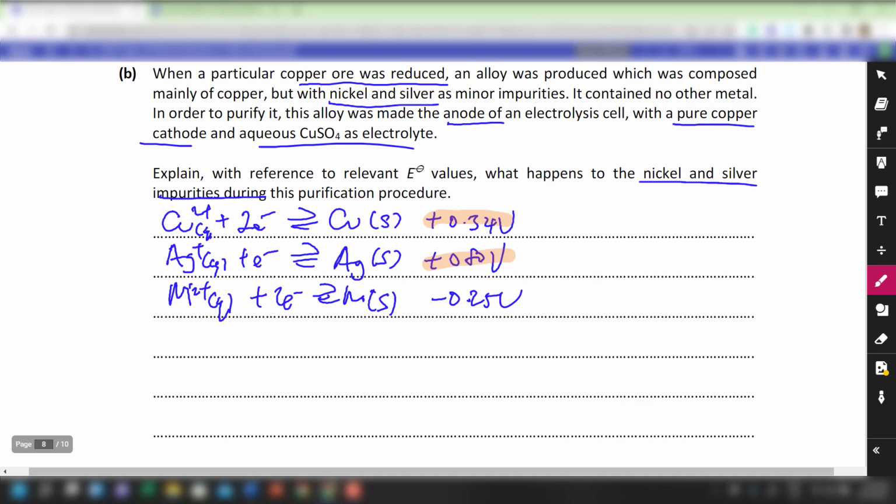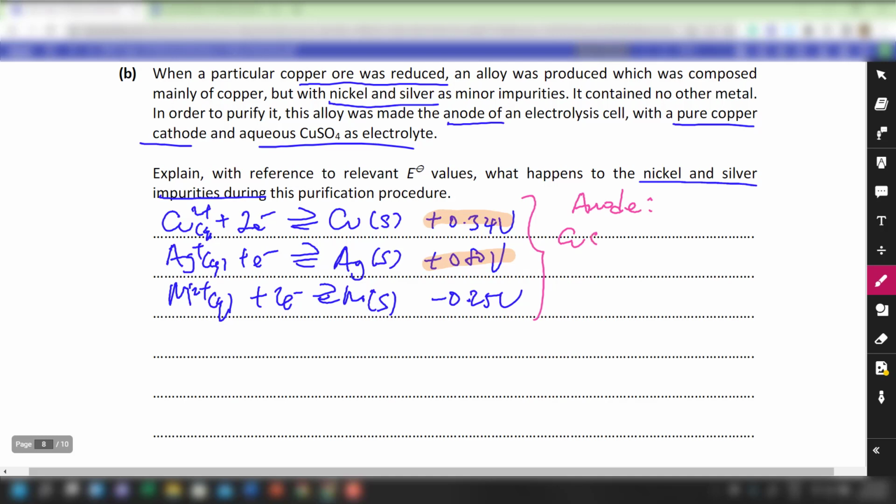So it is possible for me to use the voltage in order for one metal to oxidize instead of the other. However, because nickel is more reactive than copper, if copper were to be oxidized, then nickel will be oxidized as well. So it's no choice. So therefore, from here, you can make a conclusion that because of that, I expect that at the anode, two reactions take place.